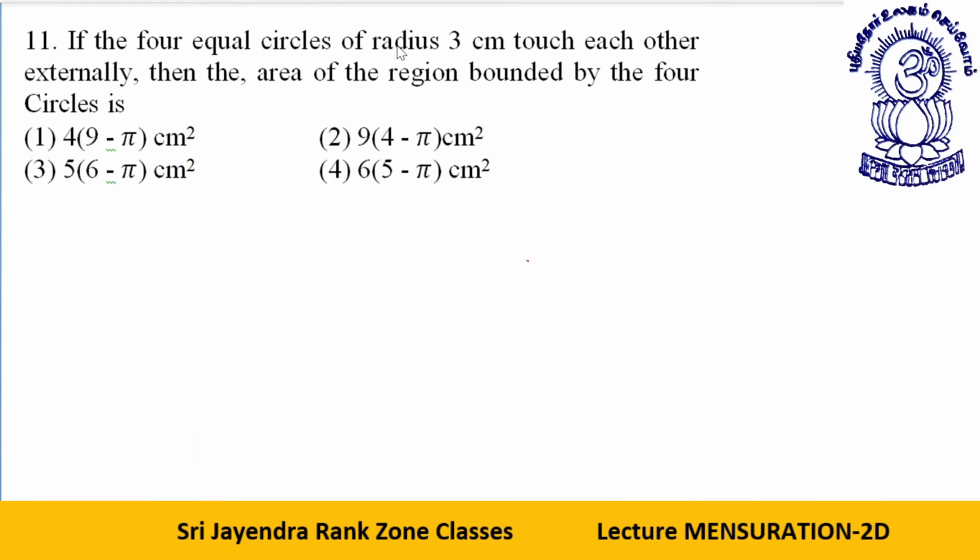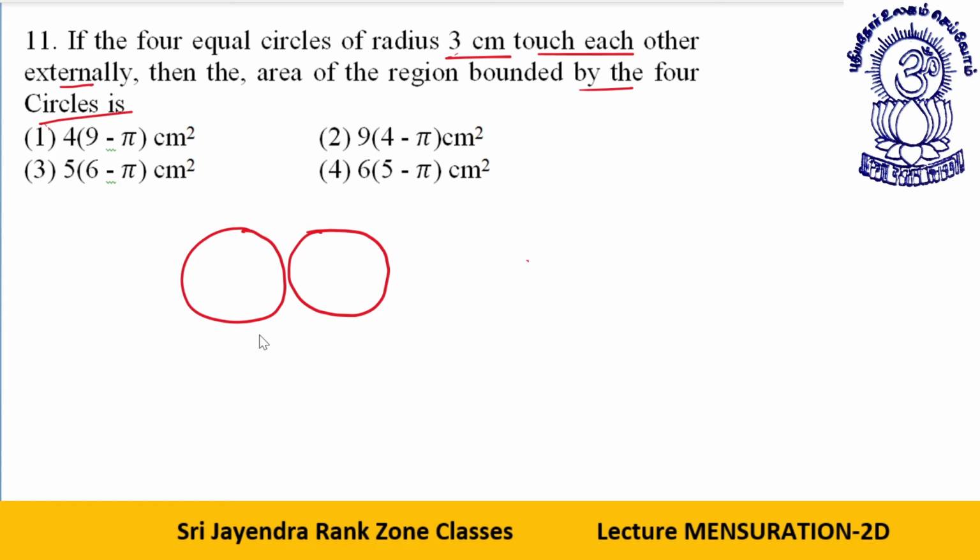If the four equal circles of radius 3 centimeter touch each other externally, then the area of the region bounded by the four circles is C. Okay, this is again the same question. There are 4 circles. Dear students, how should I tell you the direct shortcut now. You are in a good position to understand this. Your answer will be what? Look, see, this is 3. So this becomes 3 and 3, 6.